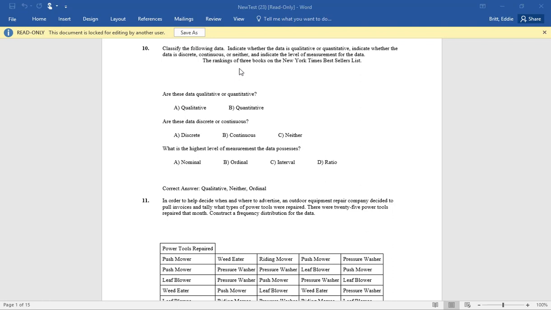Now, since the rankings of the books would be like labels, you come in first, you come in second, you come in third, that means that it has to be qualitative, right? So qualitative data that can be ordered is ordinal. So it's qualitative, it's ordinal. I'll skip the second question. Are these data discrete or continuous? Neither. Because if it's nominal or ordinal, it can't be discrete or continuous.